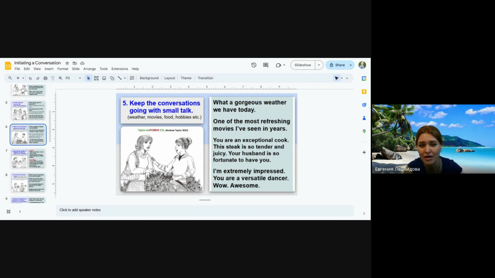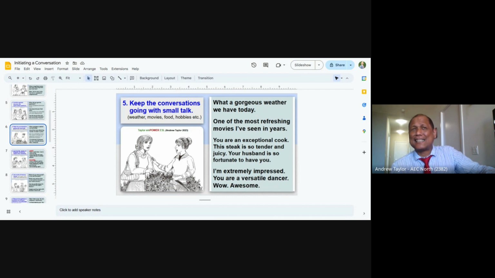You are an exceptional cook. This steak is so tender and juicy. Your husband is so fortunate to have you. Your wife is so fortunate. I'm also lucky to have him. He's such a good father to my children. And he works very hard.